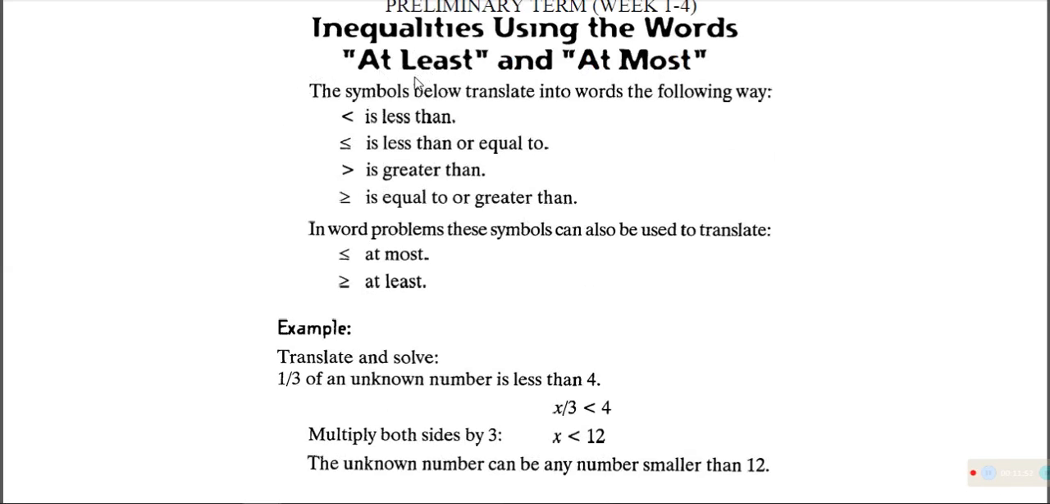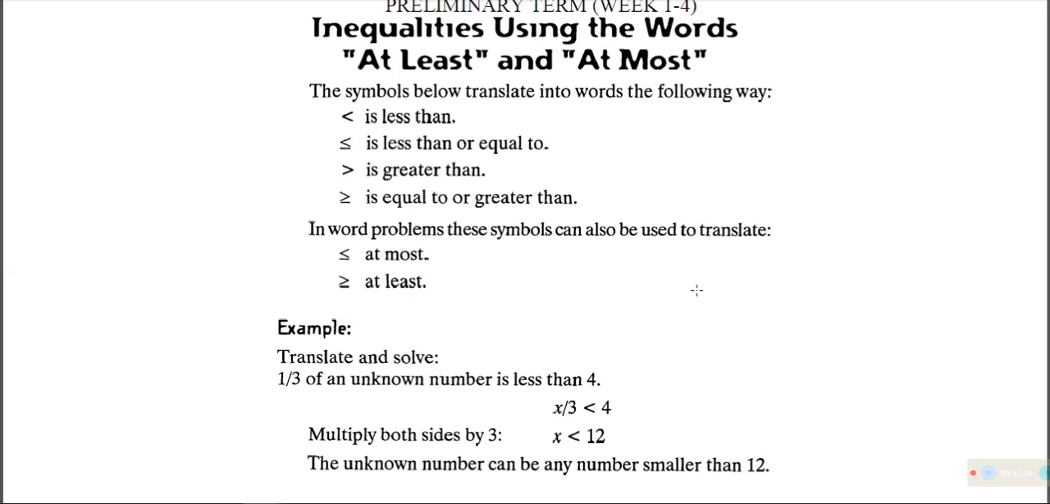Inequalities using the words at least and at most. Kapag sinabi nating is less than, this is the symbol associated with it. Kapag less than or equal, this is the symbol associated with it. Greater than, ito. Greater than or equal, ito. Ang tatandaan lang natin, kapag merong bar sa ilalim, that is associated with the word or equal to. Okay? Ibig sabihin, kasali yung boundary.